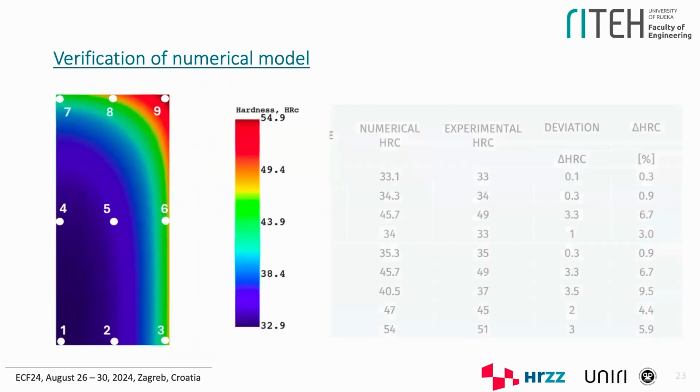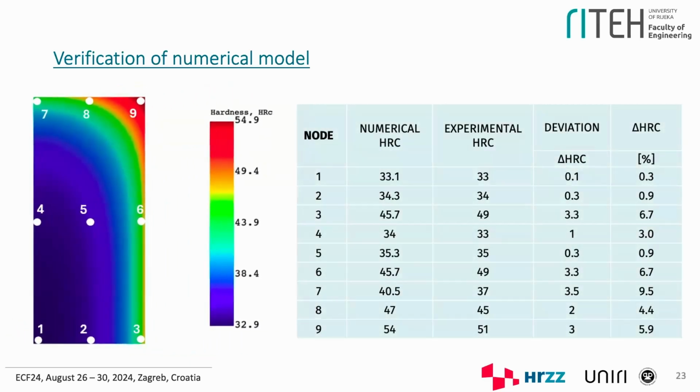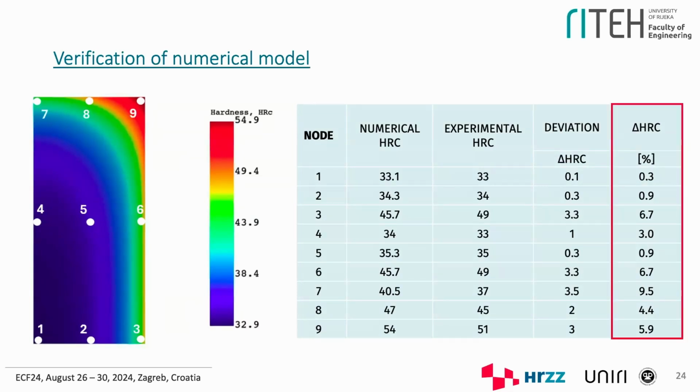Here are the results compared to the experimentally determined hardness. You can see that in each node, the deviation is less than 10%. The biggest deviation we have is in node 7. It is 3.5 HRC, which is still assumed to be quite good. So with this, we concluded that this numerical model is properly defined for assessing the hardness distribution after quenching.